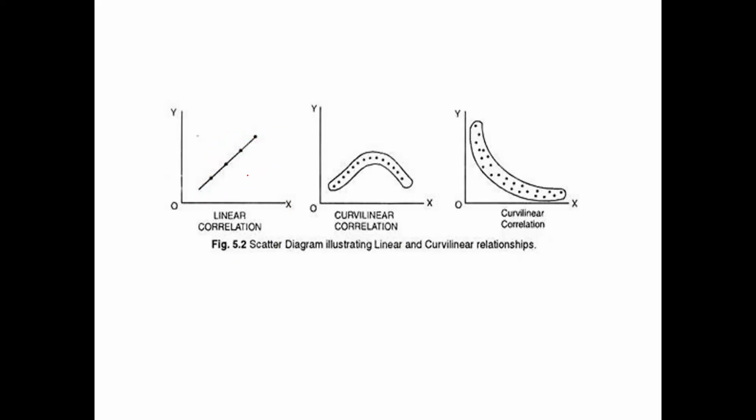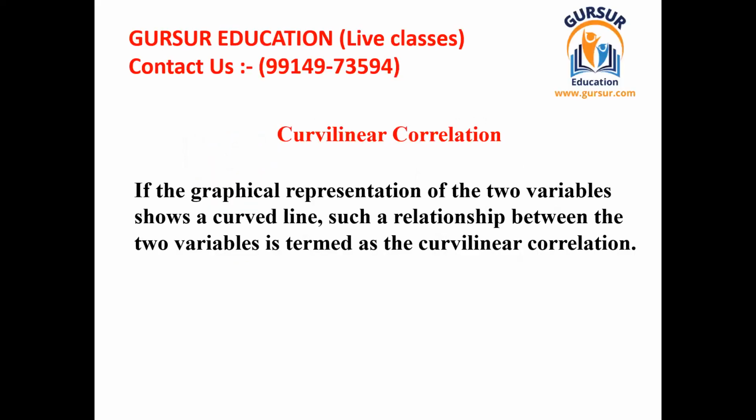And curvilinear: when the change in X is not in a constant ratio to the change in Y, it makes different shapes like this, like this. This is known as curvilinear correlation. This is saying if the graphical representation of two variables shows a curved line, it can be like that, it can be like that, it can be this or anything. Okay, but it is not a straight line.